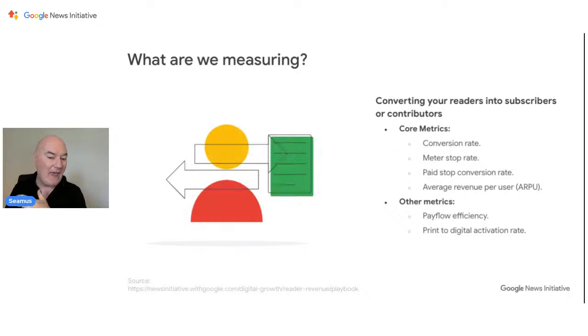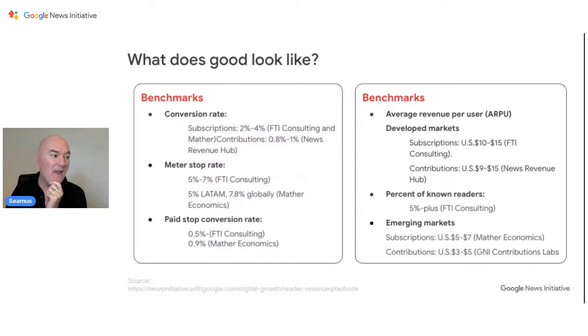But the average revenue per user, I think that's understandable for most of us. It's actually what the average user is paying in terms of contributions or subscriptions. And then some of the other metrics: the pay flow efficiency. So how are people actually paying us? Do we have an efficient process? Are they doing it online? Are they having to go somewhere else? And also the print to digital activation rate. So how many people are moving? If we have traditional publishing, how many people are actually moving from traditional print to our digital offer as well? So that's very crucial.